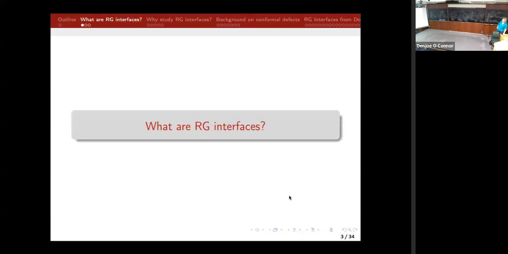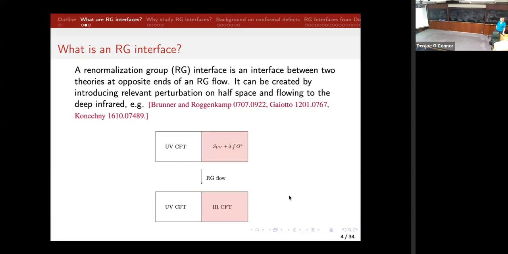So first off, what are RG interfaces? An RG interface is an interface between two theories at opposite ends of an RG flow. The operational definition is that it can be created by introducing a relevant perturbation on half space and then flowing into the deep infrared. I think this was first done by Brunner and Roggenkamp in 2007. Then Gaiotto also had a paper on minimal models, and Konechny has had a lot of papers on RG interfaces.